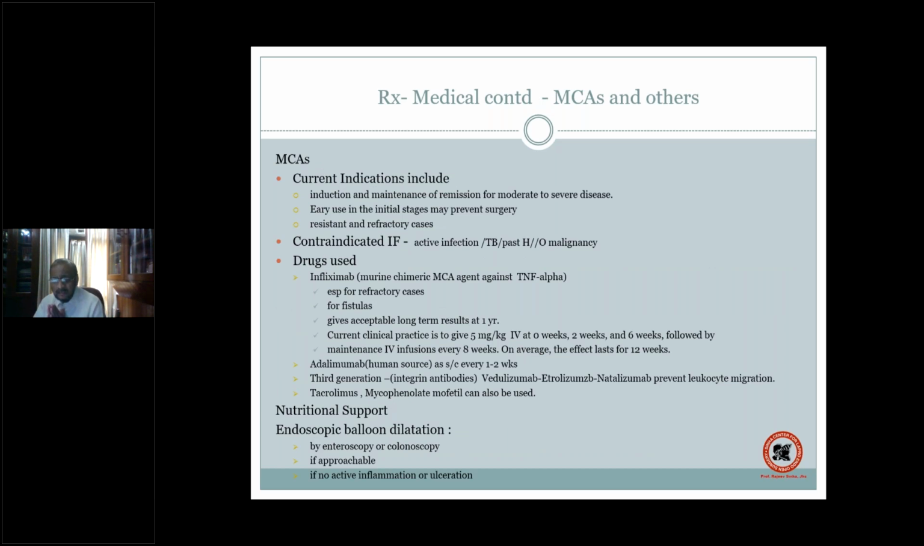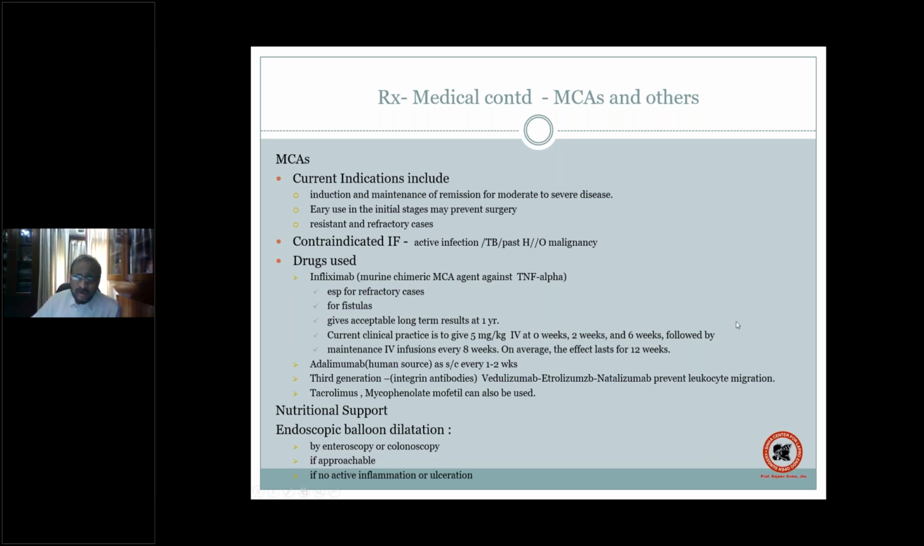But the favored drugs as of now are the monoclonal antibodies, and the current indication of monoclonal antibodies includes, number one, induction and maintenance of remission for moderate to severe disease. Look, mild Crohn's doesn't have a major problem. It can be controlled with just drugs. But the major problem comes in moderate to severe disease with a lot of complications. There could be a buildup of complications, often morbid and mortal. So in these patients, an early remission is required and maintaining the remission is required.